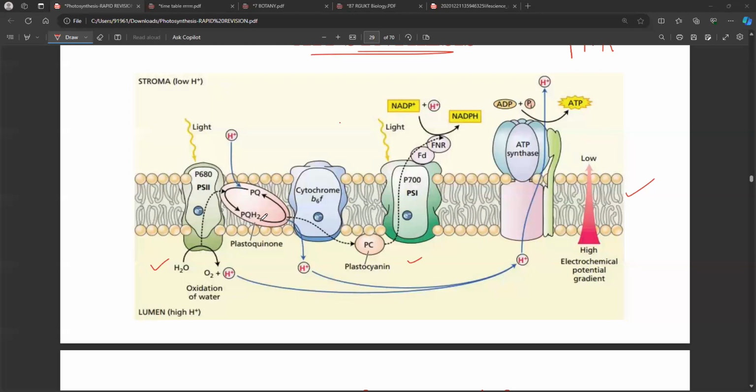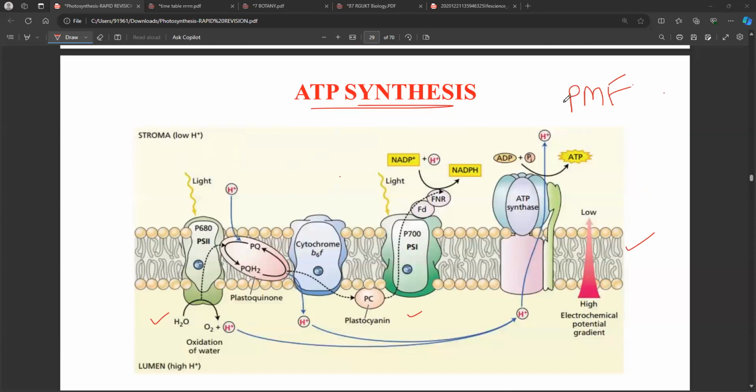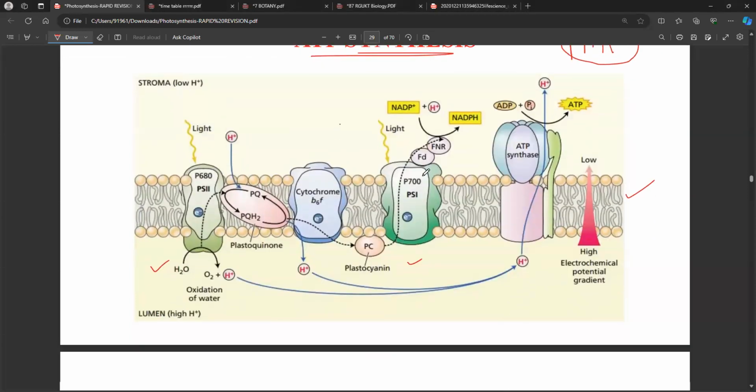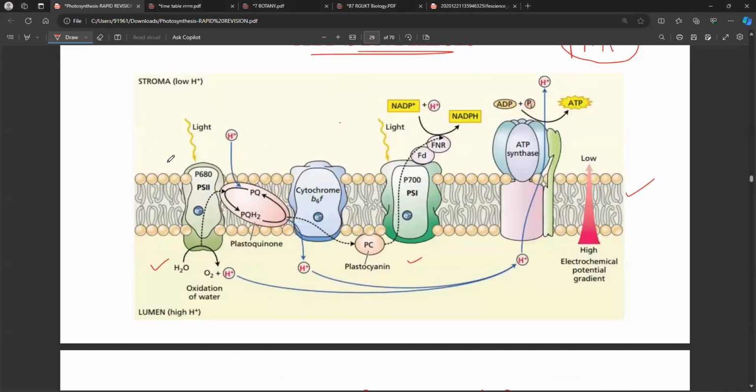Please continue. So what I'm trying to explain to you is that proton motive force is the one which is actually involved in the synthesis of ATP. Focus on it. You can see this is P680, cytochrome b6f, plastoquinone, P700. Now all the students very carefully understand this concept. It is a very tricky one.